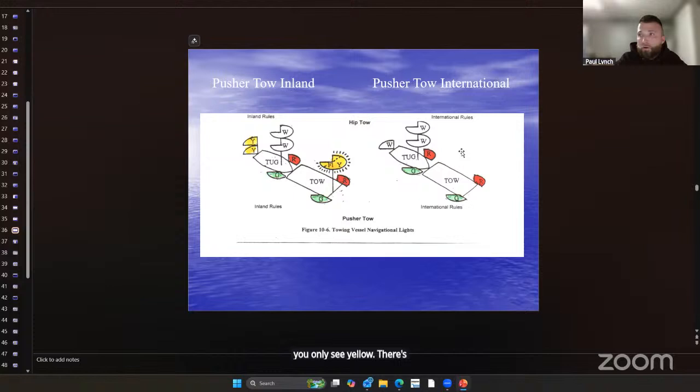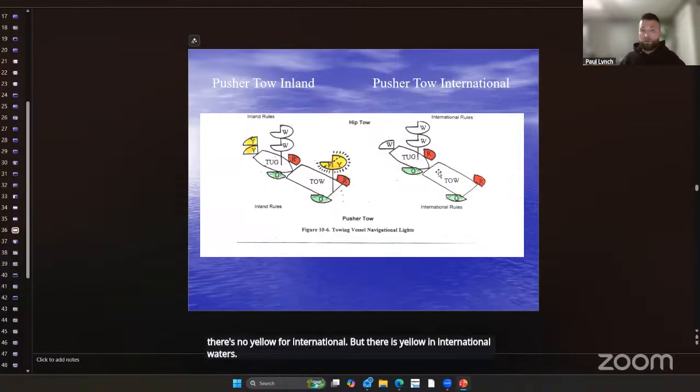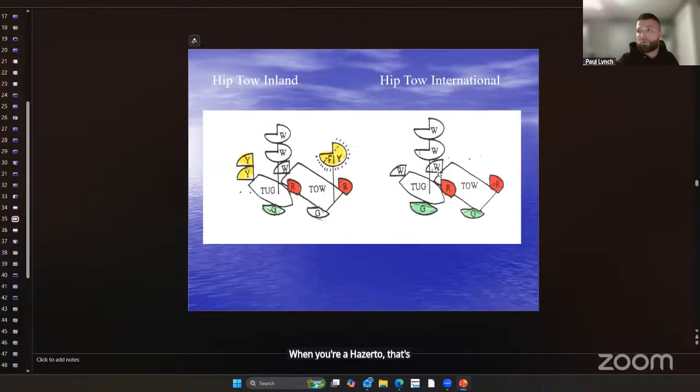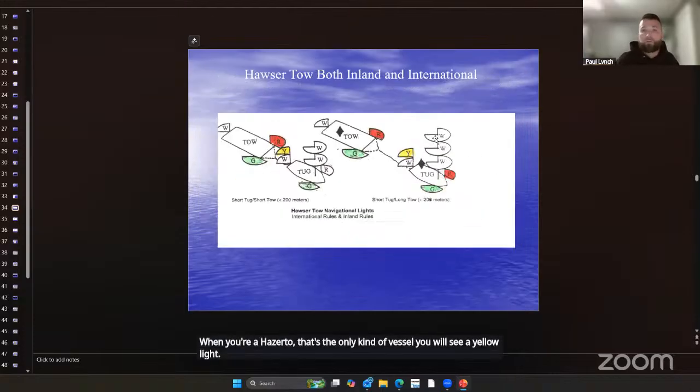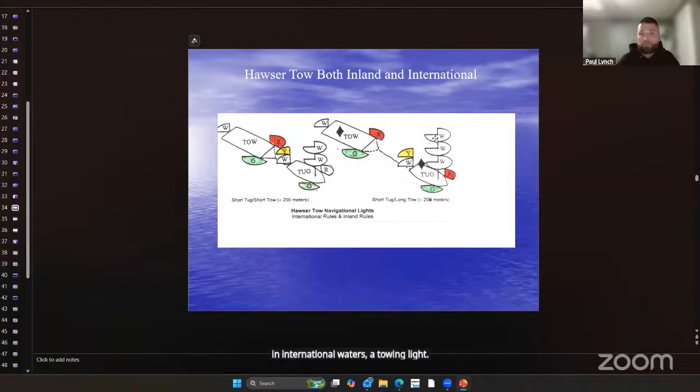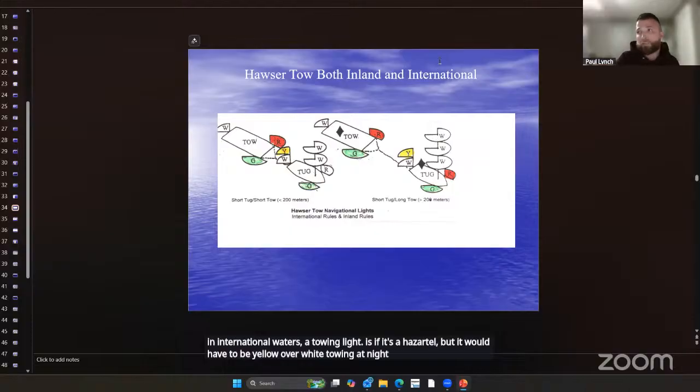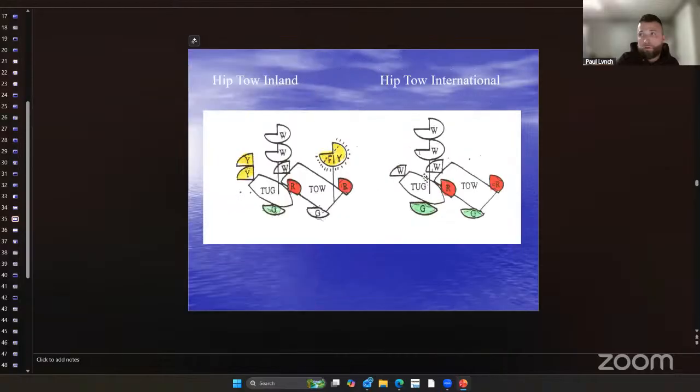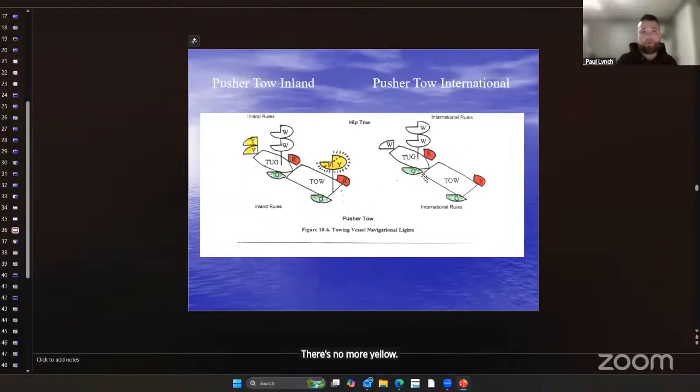There's no yellow. So for a pusher and a hip tow, there's no yellow for international. But there is yellow in international waters when you're a hawser tow. That's the only kind of vessel you will see a yellow light in international waters, a towing light, if it's a hawser tow, but it would have to be yellow over white towing at night. So like this is international. There's no more yellow. So the three tows is a hawser tow, and it's the same for inland and international.